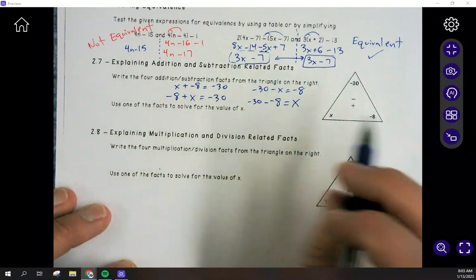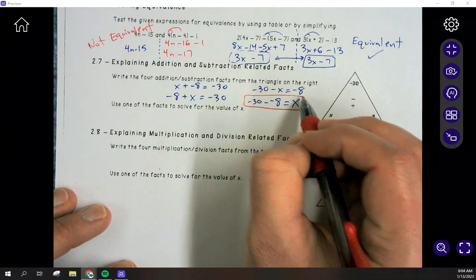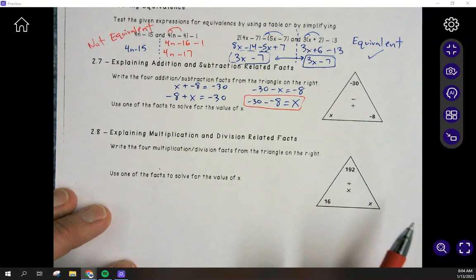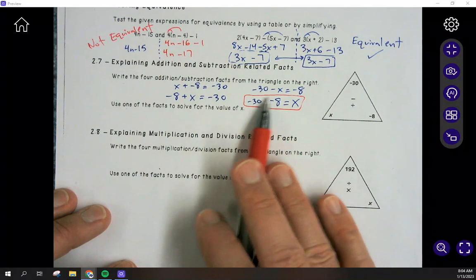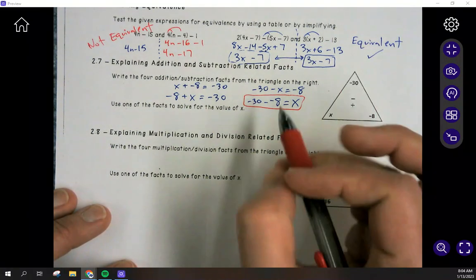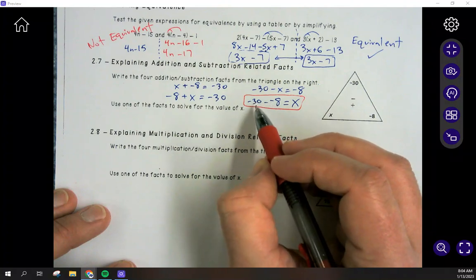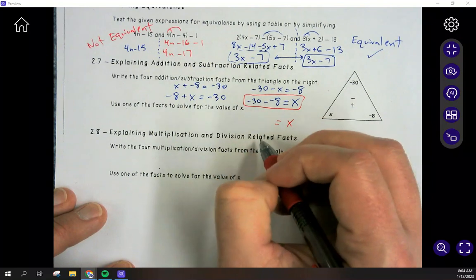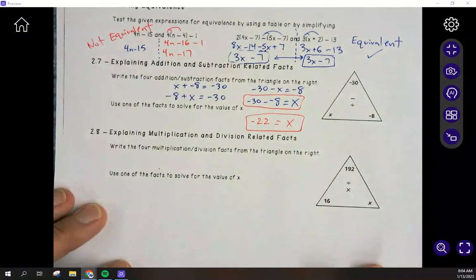It says use one of the facts to solve for x. So you could use all of them. We have enough algebra skills at this point to work through these and get the correct answer. The reason this is the best one is because x is already by itself. X equals whatever you get on this side. You don't have to do any fancy algebra and elimination on both sides. You just run this. So negative 30, this goes plus plus. So it's negative 30 plus 8. X equals, just plug it in your calculator. You get negative 22, and you have solved for x.